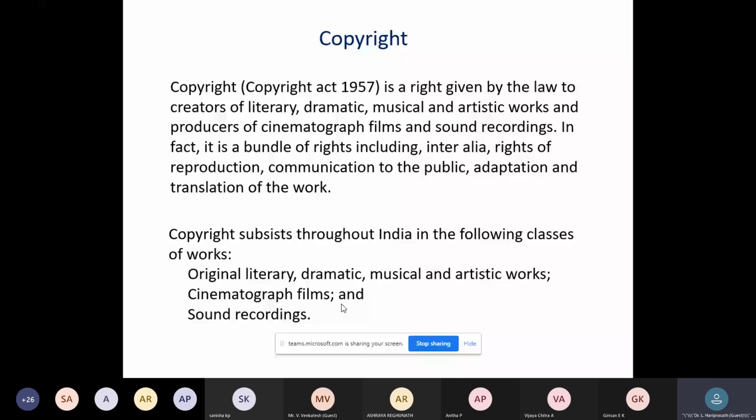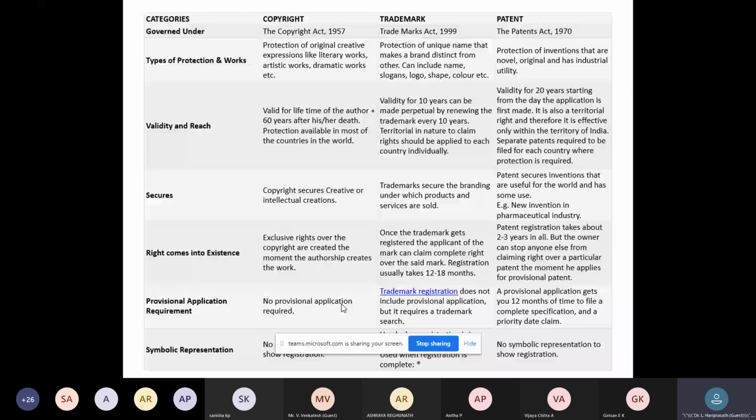So this is just a sum up of all the things which we are discussing now. What is the difference between your copyright, trademark, and patent? Your patent protects your invention, your trademark protects the unique name of a brand, and your copyright protects your creative expressions in the form of a literary or dramatic work.